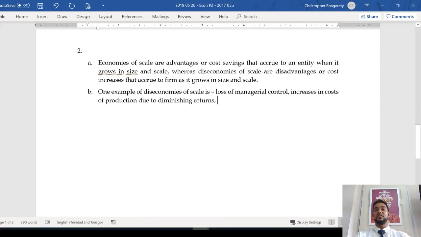Okay, so loss of managerial control, increases in cost of production due to diminishing returns. Now, one way you could attack this is that I think diminishing returns is a short run thing, but isn't economies of scale long run? Since you increase it? Yeah. Okay. So increases in cost of production.